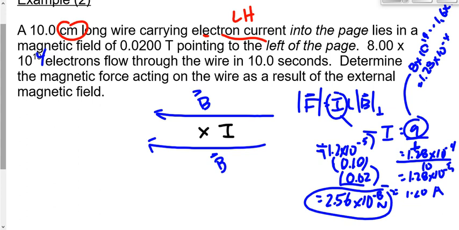Oh, what do you got for the magnetic field? Sorry? It just doesn't have the number? All right, we'll make it 0.02. Well, I don't know what happened there. Brutal.